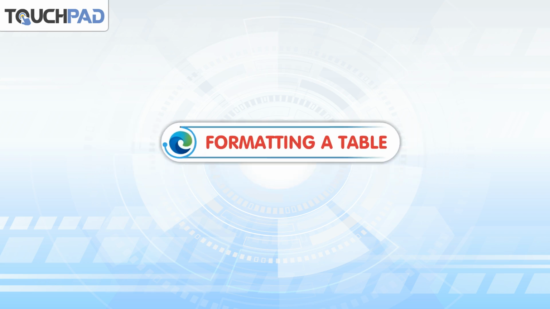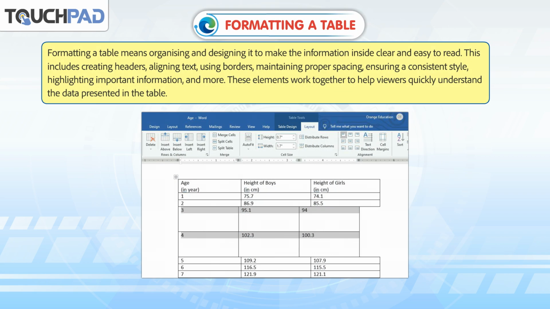Formatting a table. Formatting a table means organizing and designing it to make the information inside clear and easy to read. This includes creating headers, aligning text, using borders, maintaining proper spacing, ensuring a consistent style, highlighting important information, and more. These elements work together to help viewers quickly understand the data presented in the table.